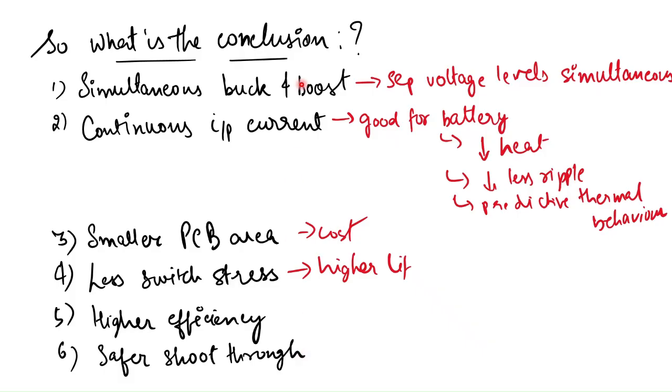So what is the conclusion? Simultaneous buck and boost operation can be done. Continuous input current is good for the battery, with less heat, less ripple, and predictable thermal behavior. You can predict the thermal behavior in such cases, rather than where the current is stop and go, where the thermal prediction will be difficult. Smaller PCB area saves cost. Fewer switch stresses increase the life of the parts. Higher efficiency and safer shoot through. So this is where the conclusion comes in.